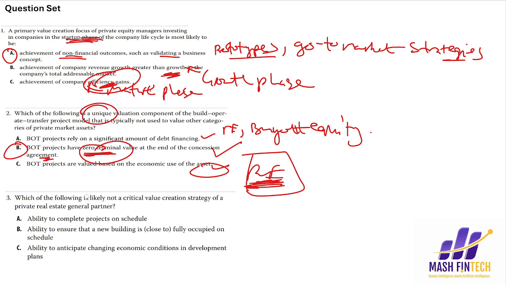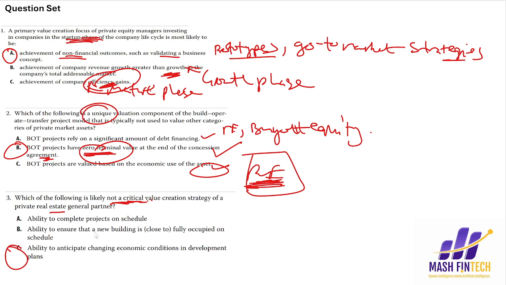The last question: which of the following is likely not a critical value creation strategy of a private real estate partner? If you read the question and answers, C is correct. Ability to anticipate changing economic conditions in the development plans. So this is not a critical value creation for the real estate general partner. The other ones are very important.